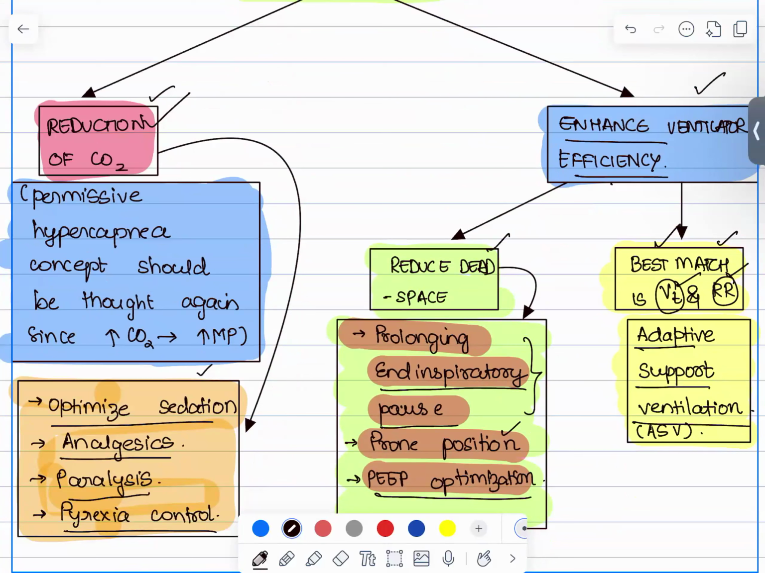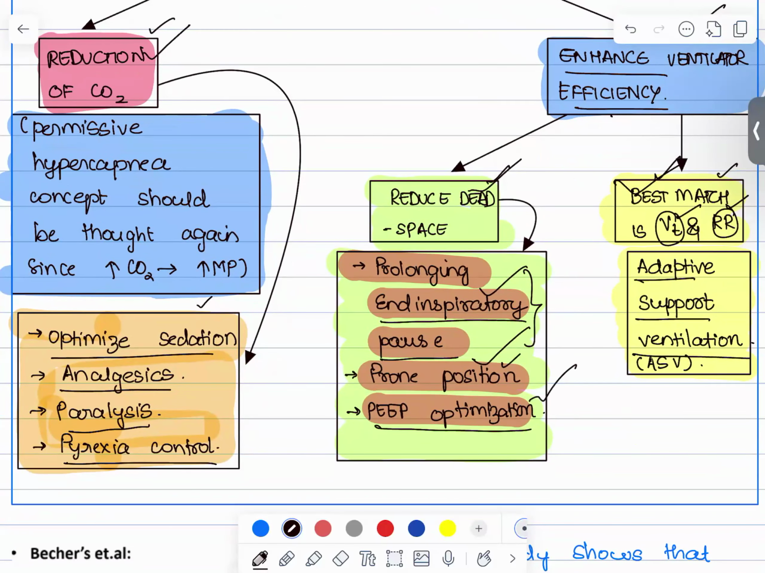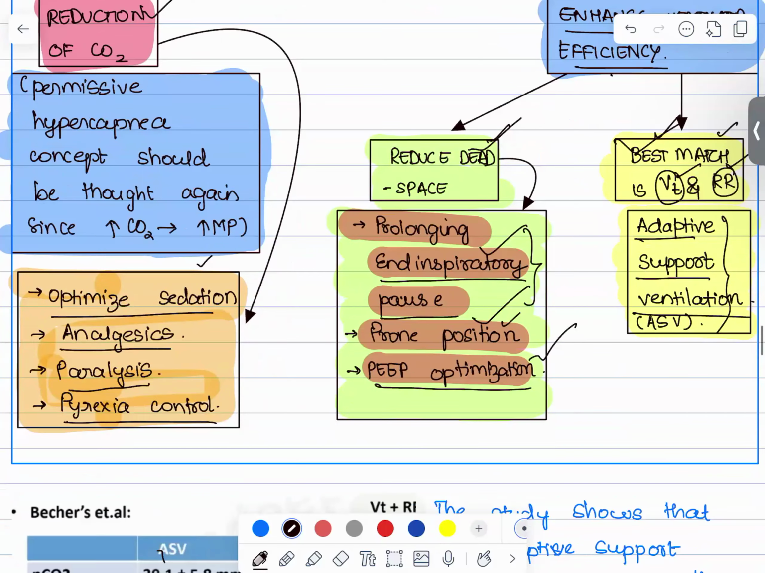And how can we increase the efficiency of the ventilator? One, by reduction of the dead space, and by matching the tidal volume and the respiratory rate. How can we reduce the dead space? By prolonging the end respiratory pause, by prone ventilation and PEEP optimization. Whereas the best match between the tidal volume and the respiratory rate can be given by adaptive support ventilation.